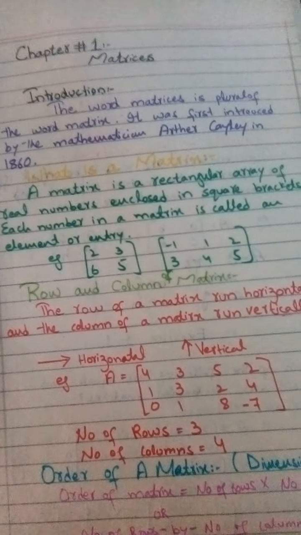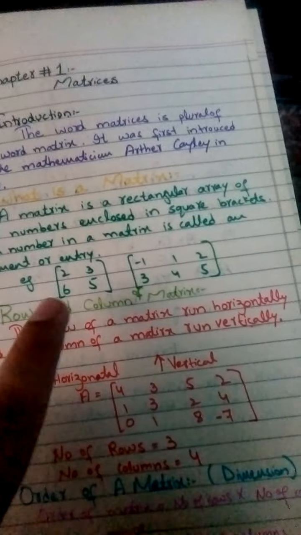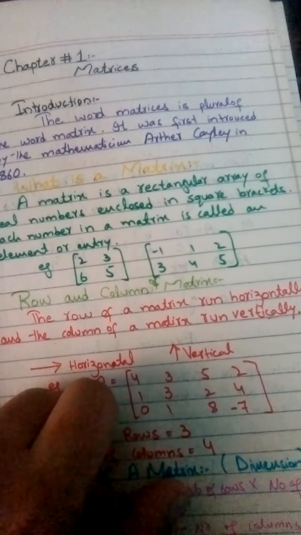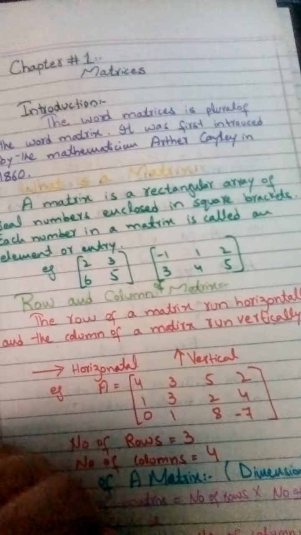So for example, you're looking at this matrix here. These 2 3 6 5 are real numbers and these are enclosed in these square brackets, so this is a matrix. This is also a matrix.